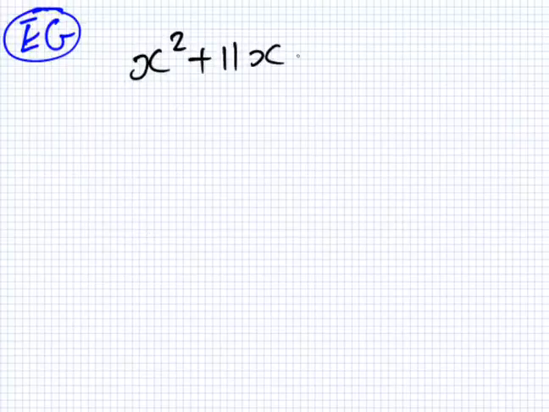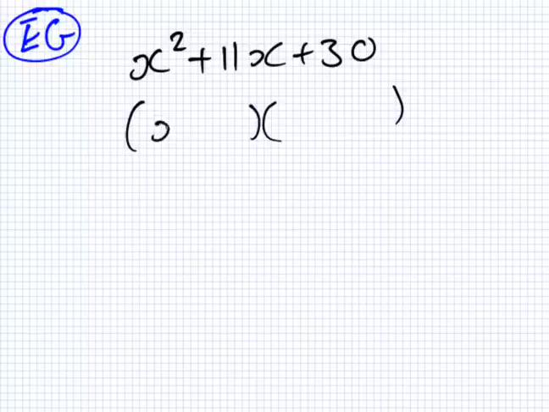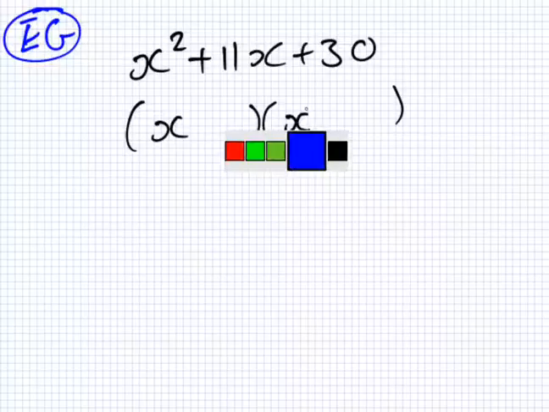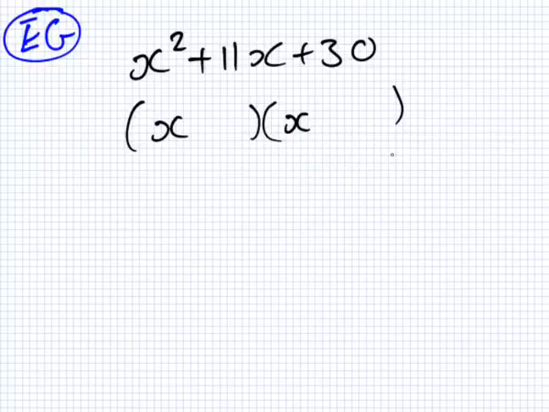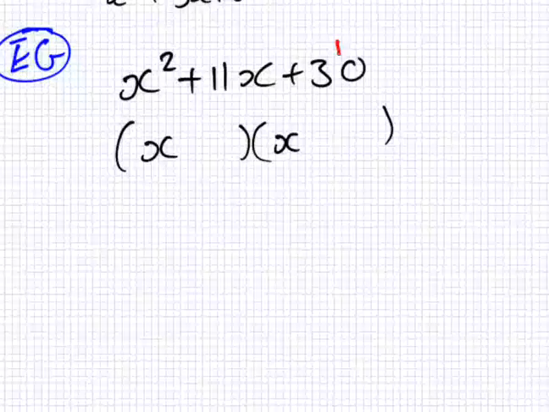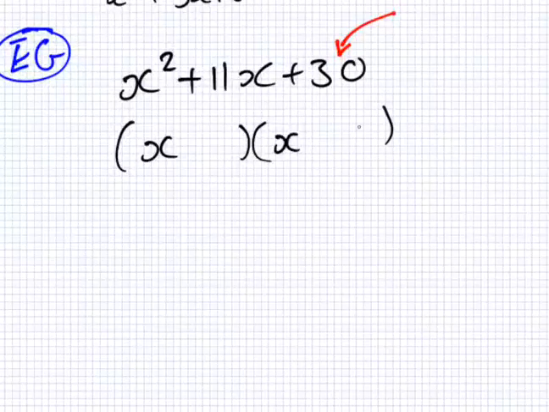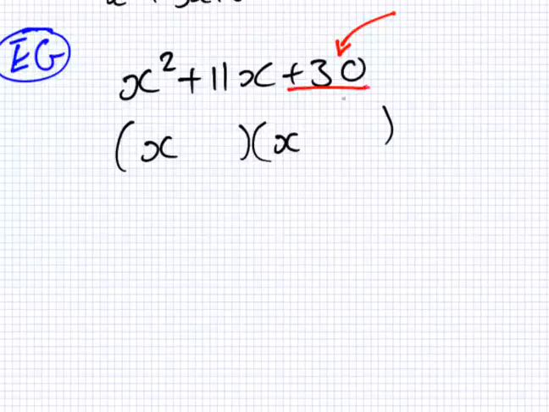Who remembers the verb for what we're doing here? What's the verb to go from here to here? Yeah, expand. So that's expand. Factorize is actually going backwards. So which one is the easy one, expanding or factorizing? Expanding is much easier than factorizing. So let's have a look at how to factorize.